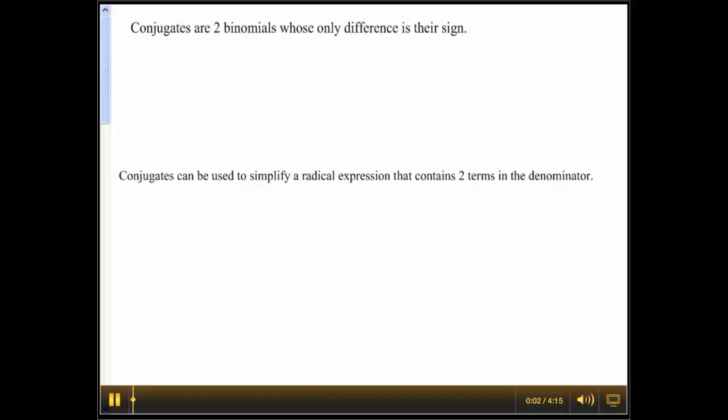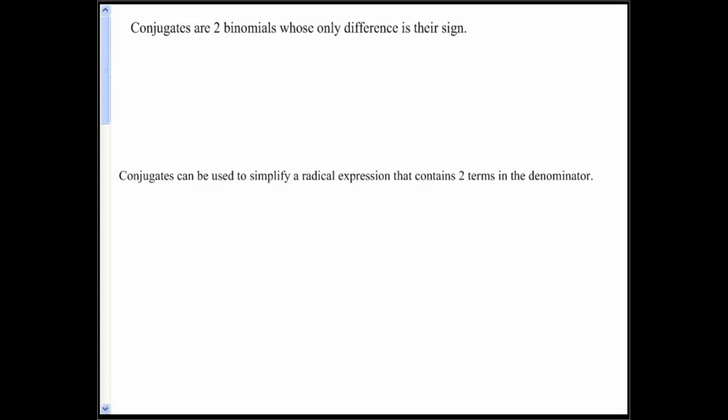Conjugates are two binomials whose only difference is their sign. We saw this in an earlier chapter when talking about binomials. So an example of conjugates would be x plus 5 and x minus 5.